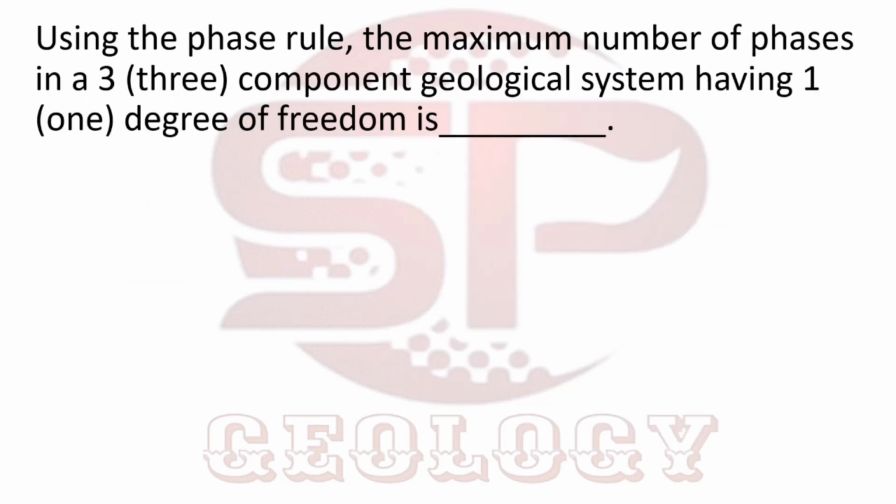Next, using the phase rule, the maximum number of phases. So what is the phase rule? It is P plus F equal to C plus 2. If you have an isobaric system, then P plus F equal to C plus 1. But here it is not given in isobaric condition. So what is given? The maximum number of phases in a 3-component geological system. So component is given as 3, having 1 degree of freedom, F is given as 1, so we have to calculate the phase. So phase will be 4 here.